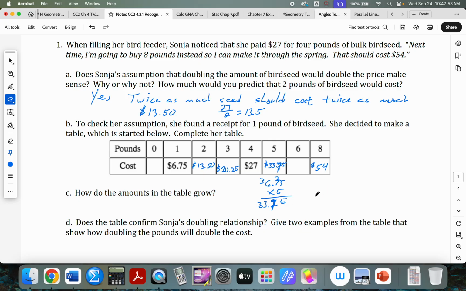And one of the great things about having multiple ways of doing it, we could check it pretty easily by adding $27 and $6.75. That's $33.75. Thank you. Sorry it took me a moment to figure that out.